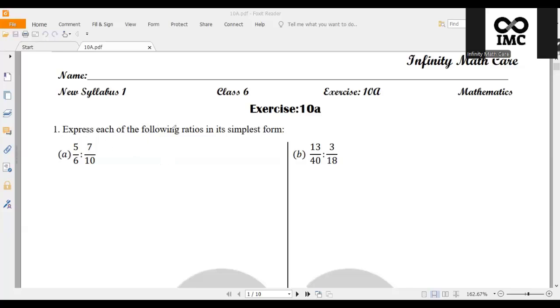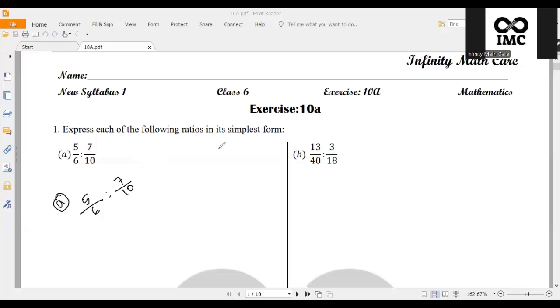Number 1. Express each of the following ratios in its simplest form. So how can we solve this problem? We can solve this problem in three different ways. I'll show you. At first, 5 by 6 is to 7 by 10.